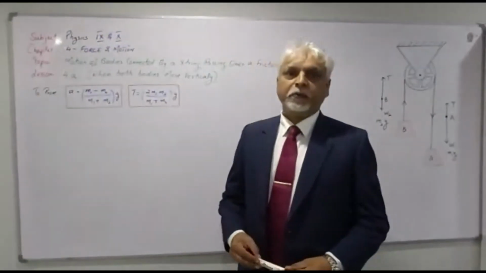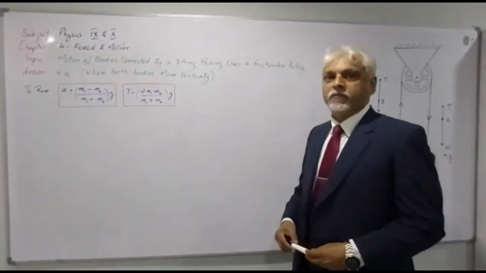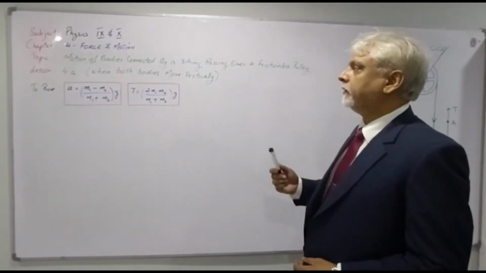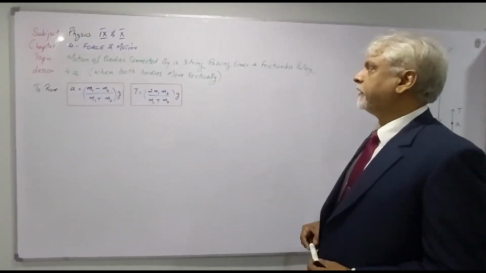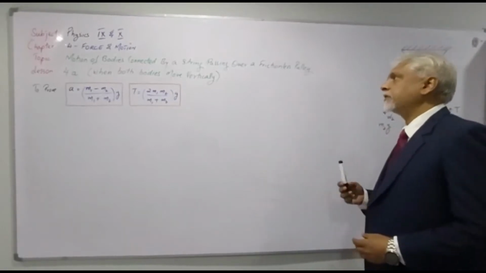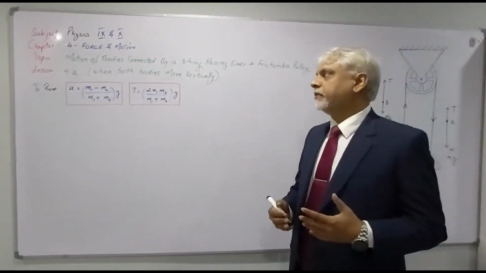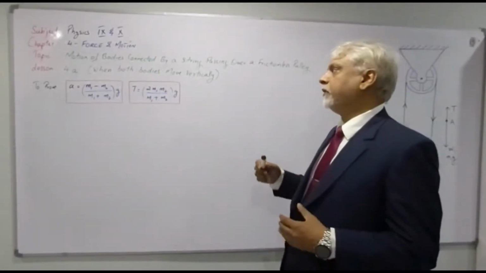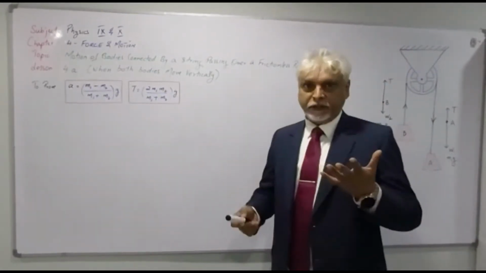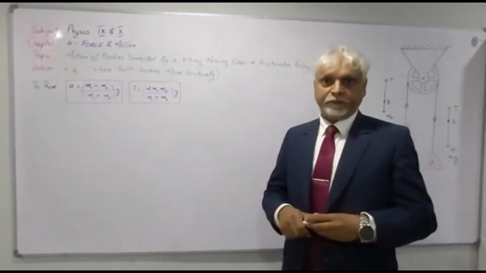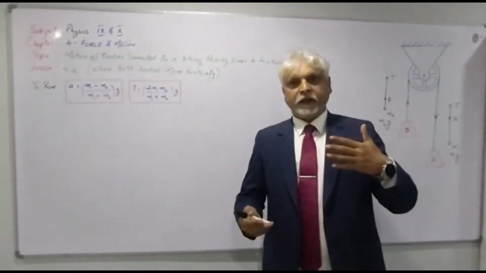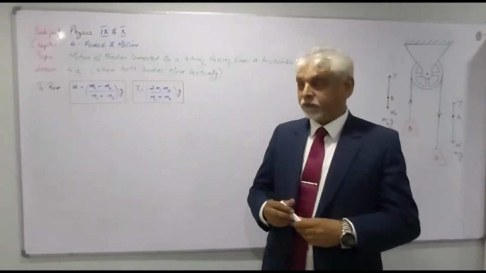Hello everybody, I'm Roman Rodriguez and we are on chapter 4, Motion and Force, and we are on the topic of motion of bodies connected by a string passing over a frictionless pulley. There are two cases to it. This is lesson 4a, where we will be discussing when two bodies move vertically, one moving up and the other moving down. The second case will be a body moving horizontally and the other body moving vertically downwards.